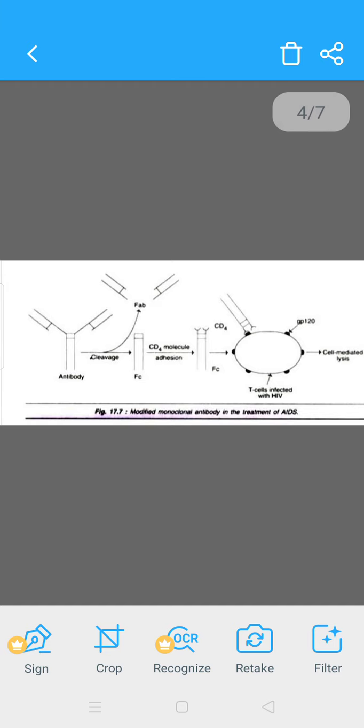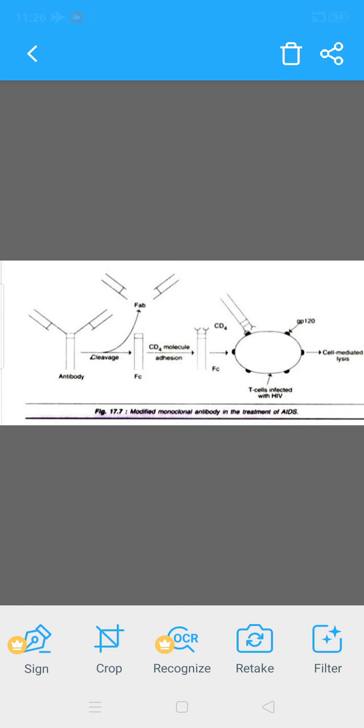And genetic engineers have been successful to attach the Fc portion of mouse monoclonal antibody to human CD4 molecules. This complex has high affinity to bind to membrane glycoprotein of virus infected cells. The Fc fragment induces cell mediated destruction of HIV infected cells.